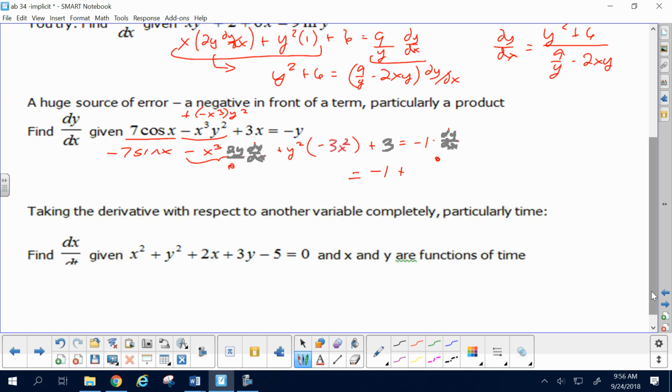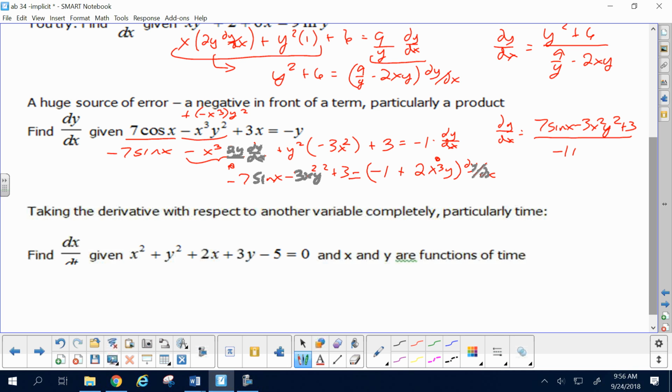Let's put the number first. So 2x cubed what? You with me? Okay. And on the right-hand side, we have negative 7 sine of x. Let's go with minus 3x squared y squared plus 3. So at the end of the day, dy dx is 7 sine of x minus 3x squared y squared plus 3 over negative 1 plus 2x cubed y.